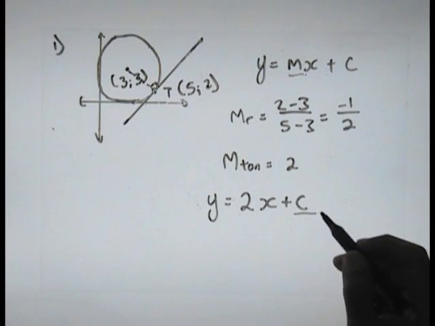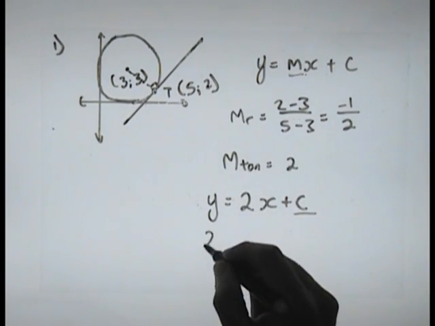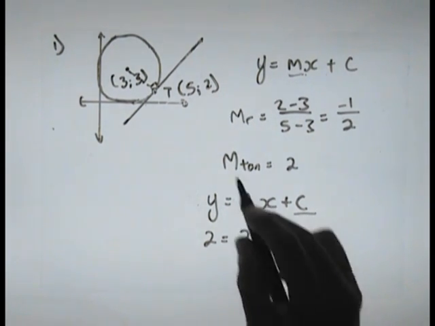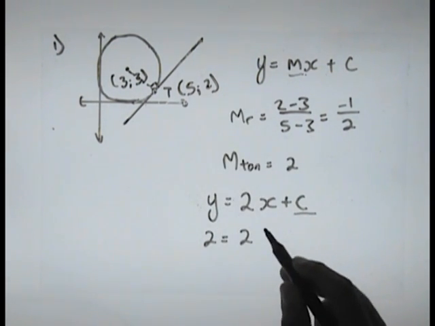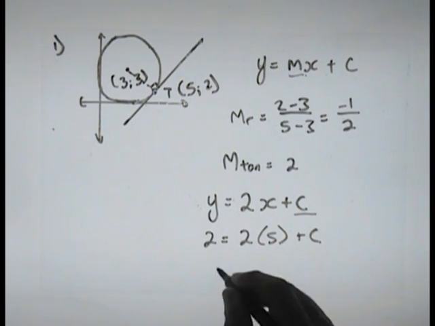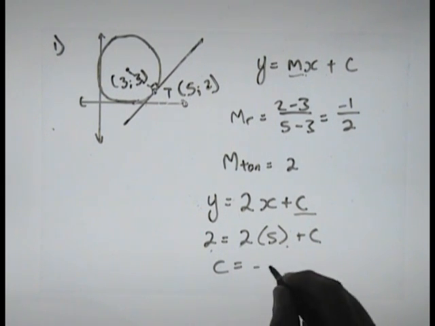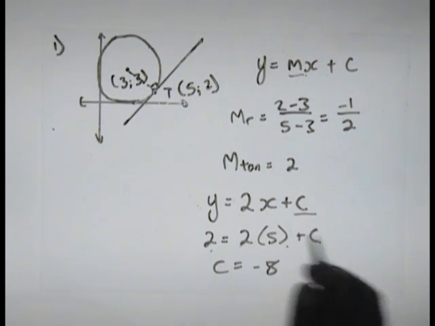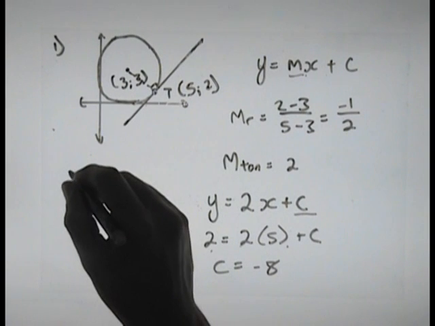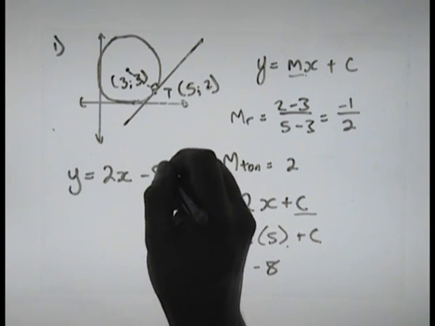To get our c value, we substitute the only point that we have. That means that y = 2 is equal to 2 times 5 plus c. That means that c is equal to 2 minus 10, which is negative 8. So the equation of our tangent reads y = 2x minus 8.